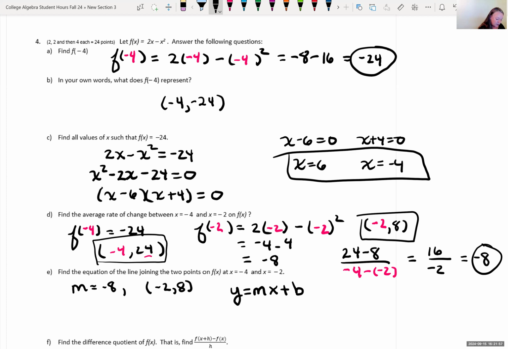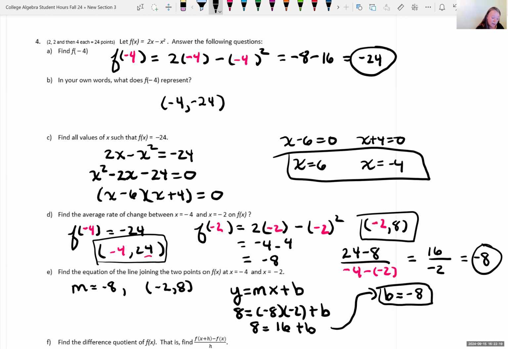So my value on my point, y is 8, is equal to my slope negative 8 times my x value negative 2 plus b. So I have 8 equals negative 8 times negative 2 is positive 16 plus b. So subtracting 16 on both sides, I get b is equal to negative 8. So I know what my slope is, I know what my y-intercept is, so now I have the equation of the line joining those 2 points. It is y equals negative 8x minus 8.